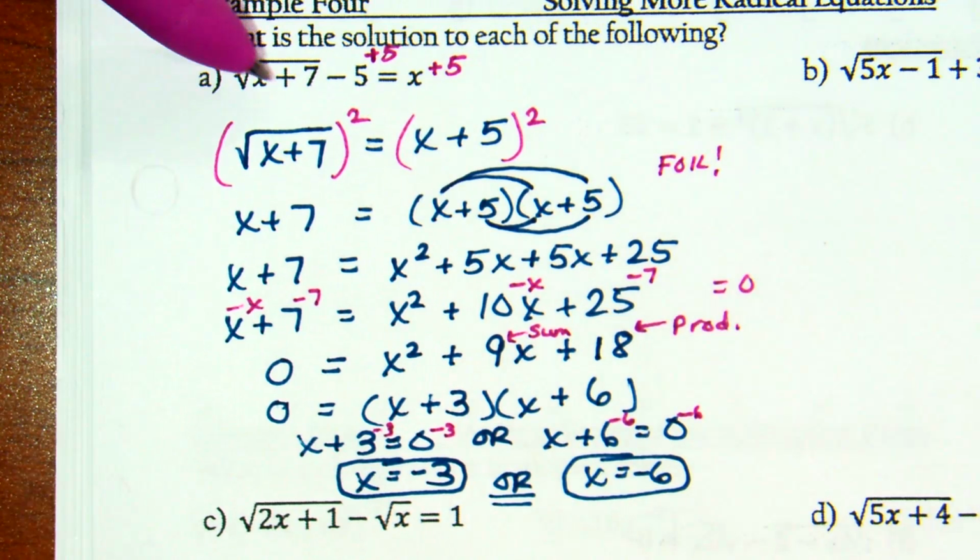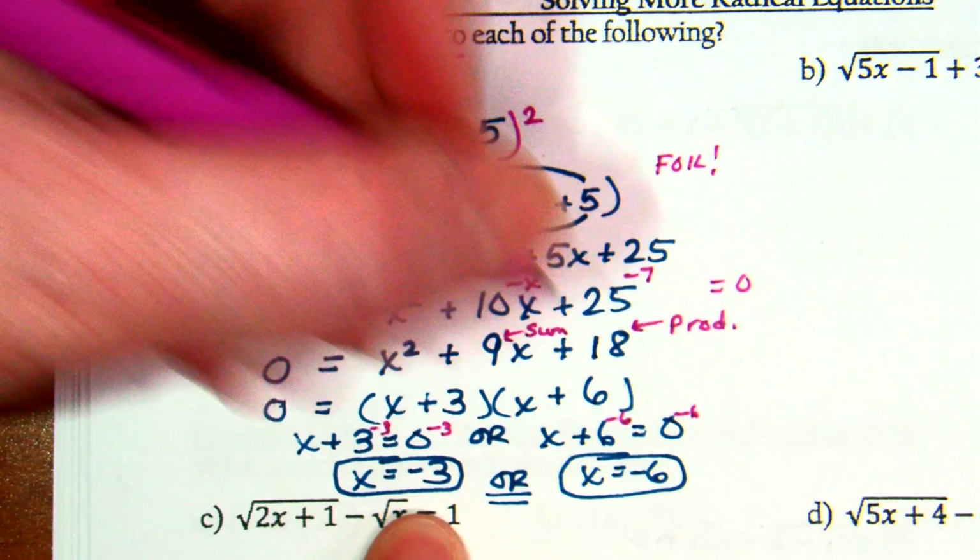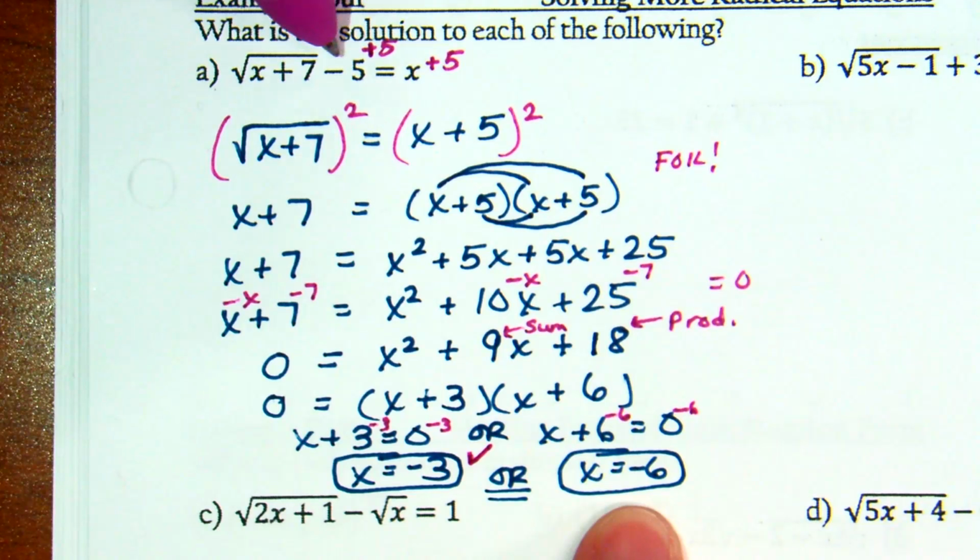Okay, let's check -6. -6 plus 7 is 1. Square root of 1? 1. 1 minus 5? -4 equals x. What was I putting in? -6. Does -4 equal -6? No. So -6, even though we did all that work, is not one of my actual answers.